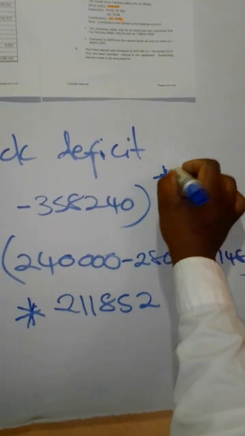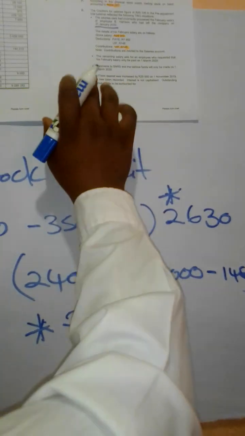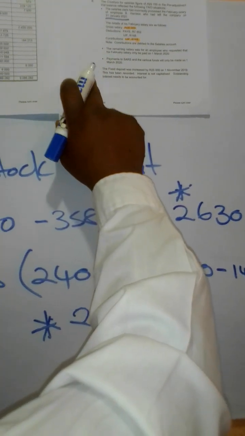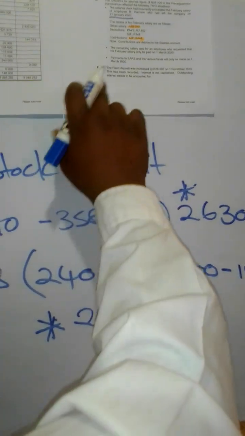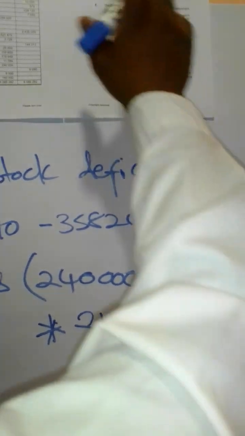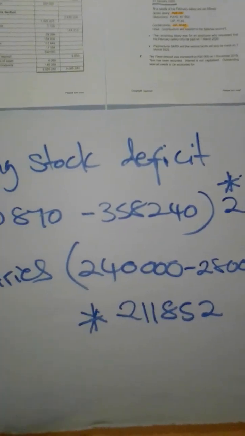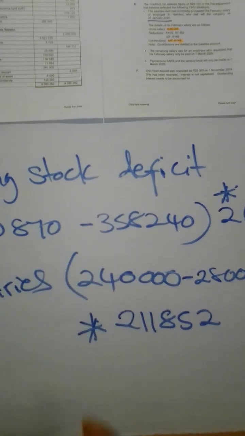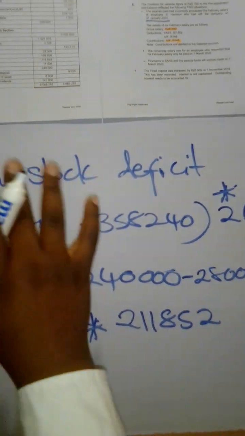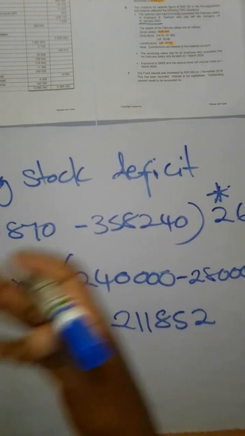This is the amount for the trading stock deficit. We'll continue on part B of our calculations. You can see that the question is a bit longer, and we'll start from F going onwards. But so far from A up to E, I'm sure I've done justice with the calculations that I've done for you. I'm sure you'll be able to understand exactly how you got the final amounts that we indicated.